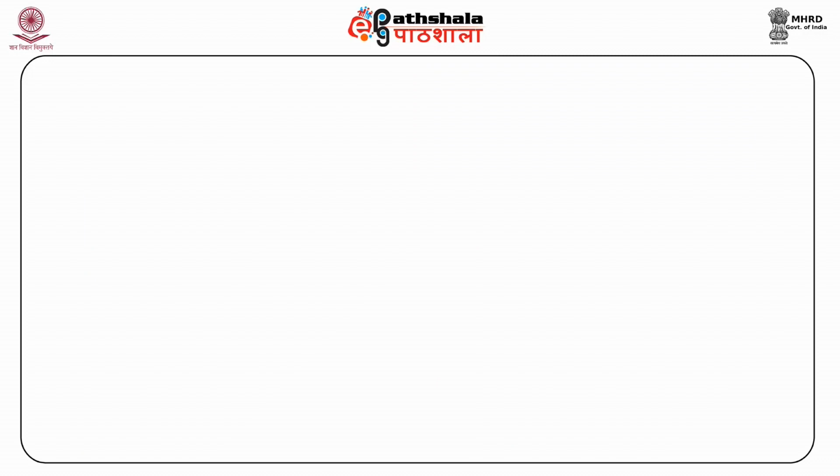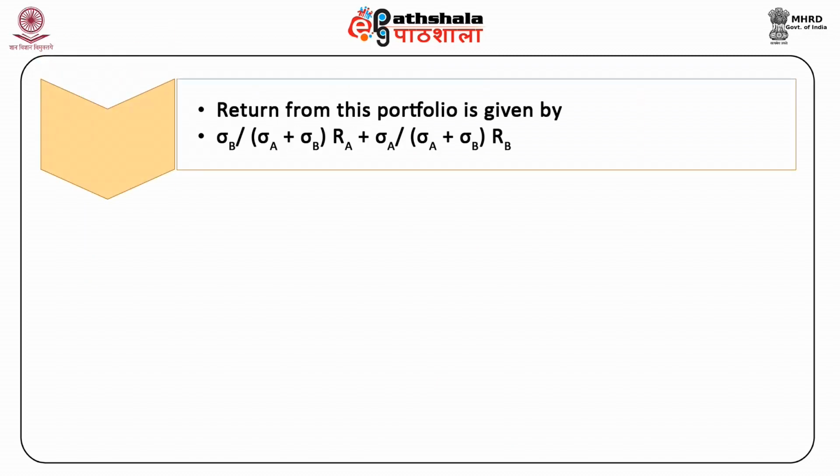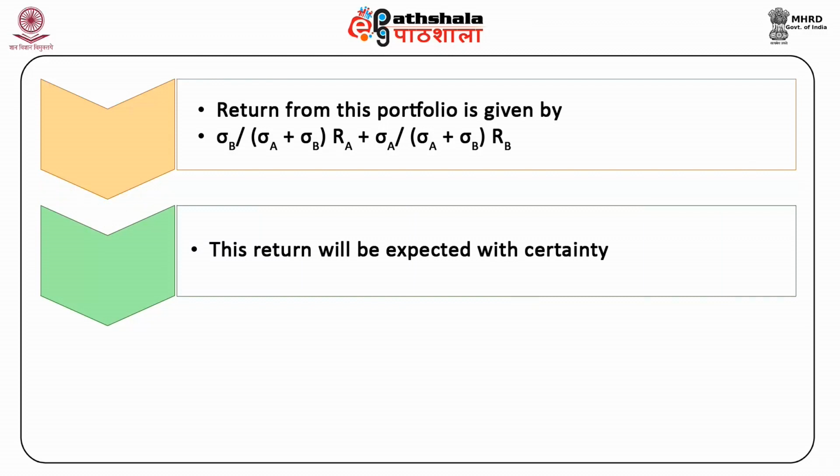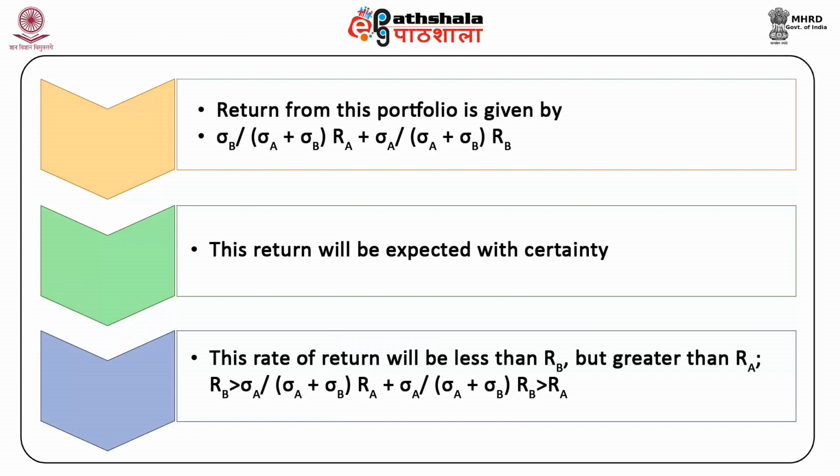With these weights, the return from this portfolio is given by σB divided by (σA + σB) times RA, plus σA divided by (σA + σB) times RB. This return will be expected with certainty. This rate of return will be less than RB but greater than RA, that is, RB is greater than σA divided by (σA + σB) RA plus σA divided by (σA + σB) RB, which is greater than RA. This has been shown in figure 1.